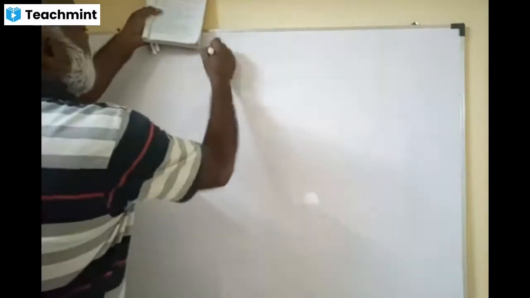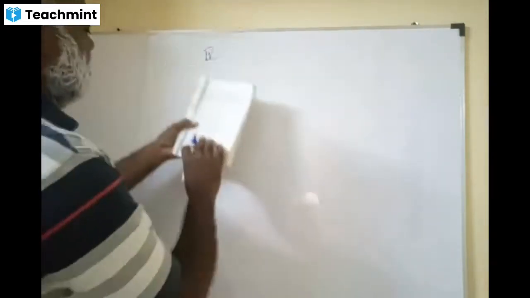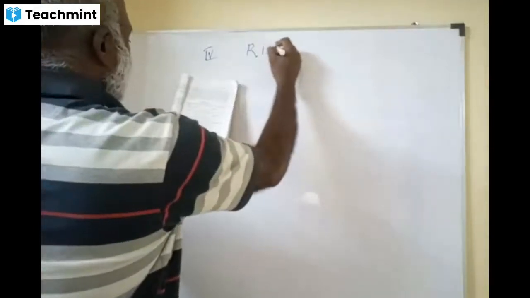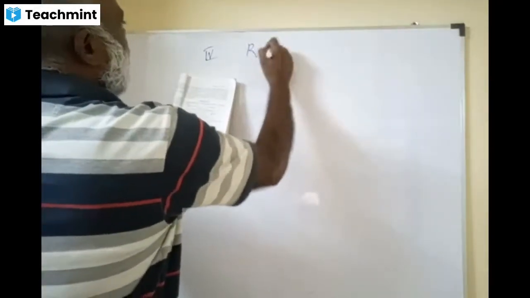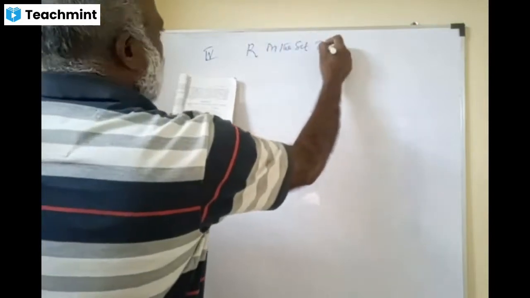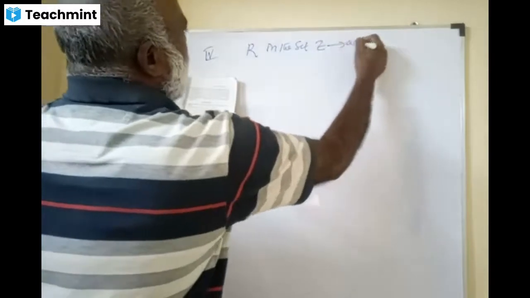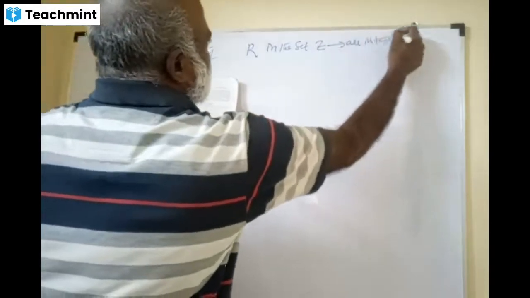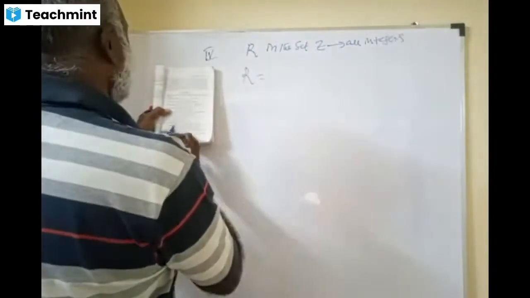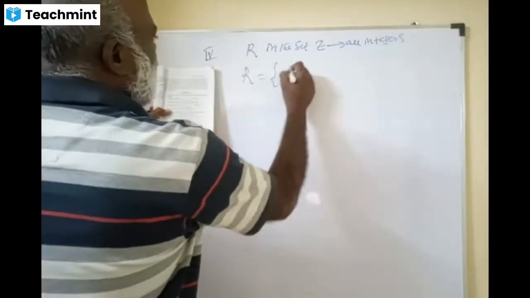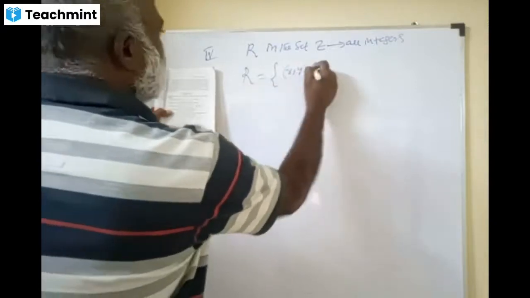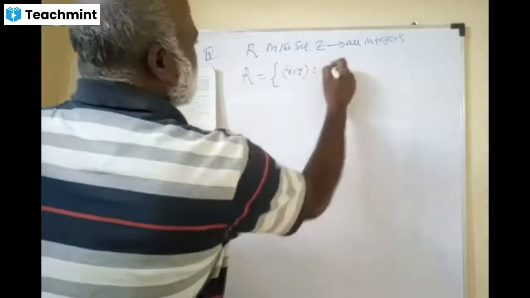Similarly, you can do the fourth one. Now you please tell me one by one. R is on Z. R in the set Z of all integers. Z means what? All integers. R is defined as a set of ordered pairs X comma Y such that X minus Y is an integer.